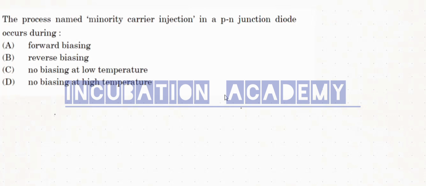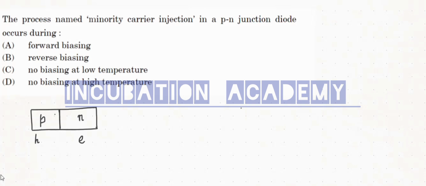P is nothing but a type of semiconductor where trivalent impurities are diffused, and N is basically a type of semiconductor where pentavalent impurity is diffused. When P and N are joined this way, the PN junction diode is formed, and this is the junction. On the P side, the holes are the majority carriers. On the N side, electrons are the majority carriers. On the P side, the electrons are required. On the N side, the holes are required.